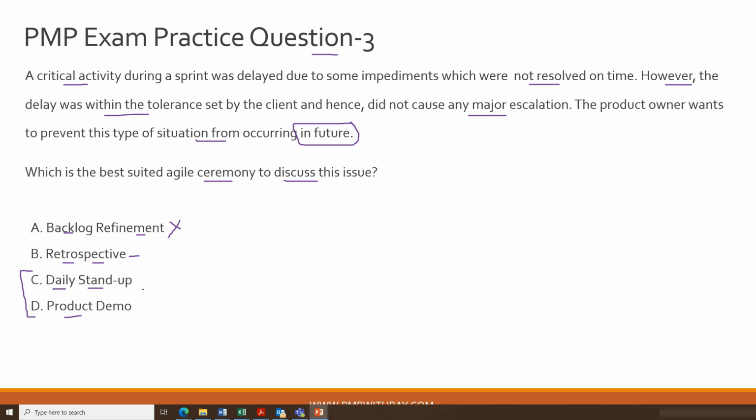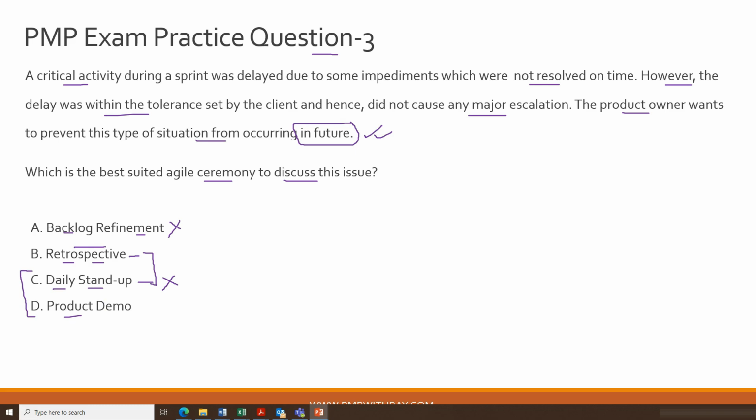So you do not do a learn from experience of the previous sprint or the previous iteration in a daily stand-up. So that is a very crucial point of difference between a retrospective and a daily stand-up. And precisely for that reason option C is incorrect here, because in essence the scenario is asking what should the product owner do to prevent these kinds of situations occurring in future. So it is talking about a systemic fix which is generally achieved during a retrospective.